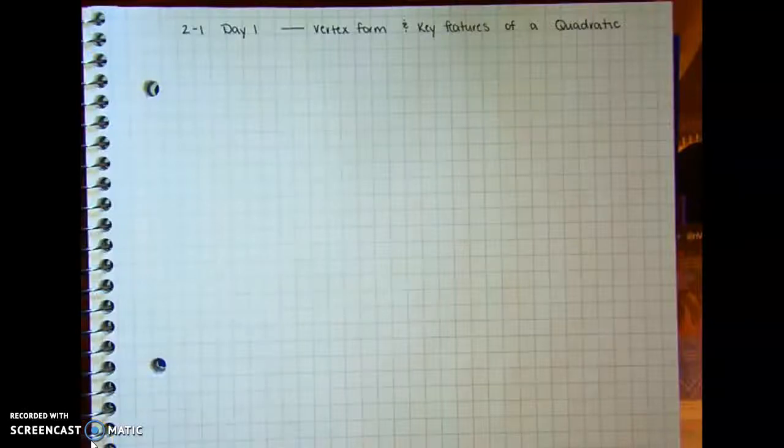Hello, Algebra 2. Today we're going to be talking about Section 2, Day 1, Vertex Form and Key Features of a Quadratic. So let's remember a couple things about quadratic functions, and we're starting off with vertex form.